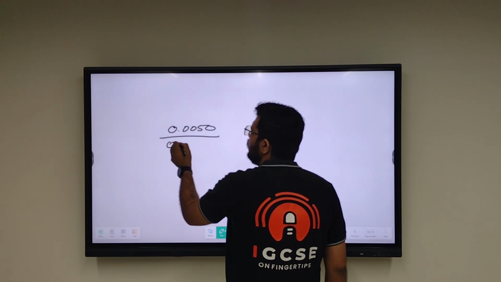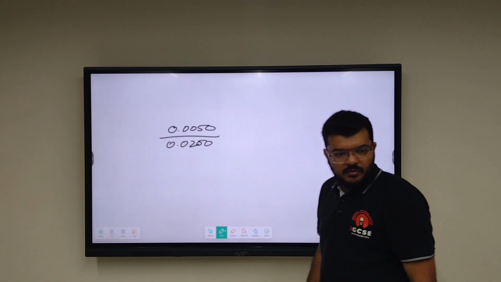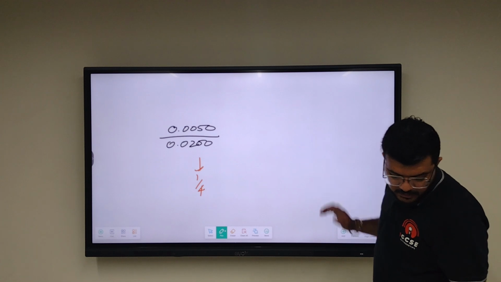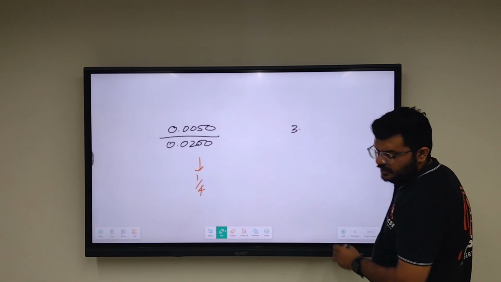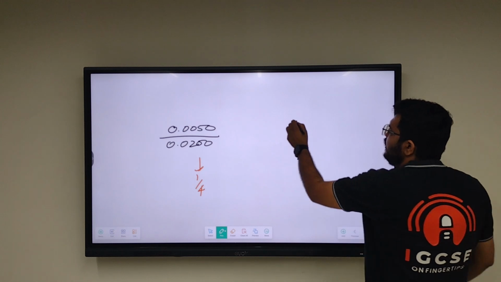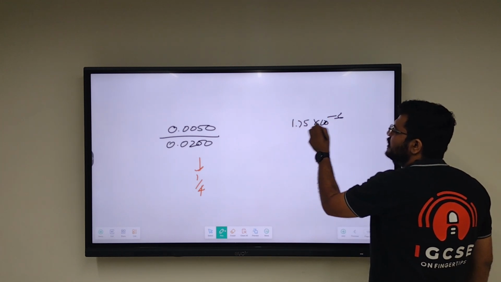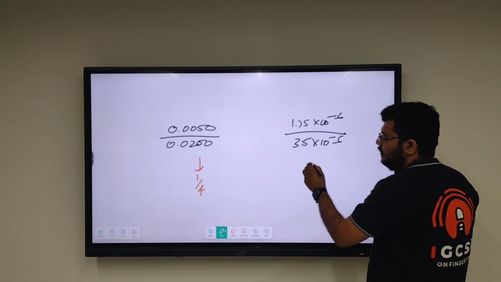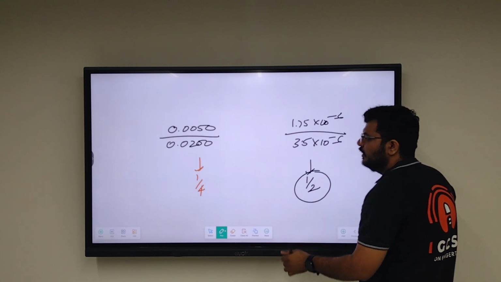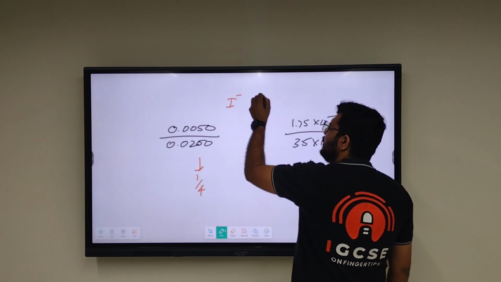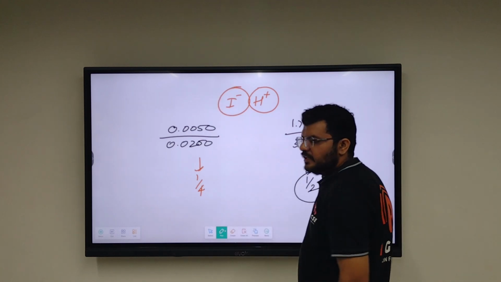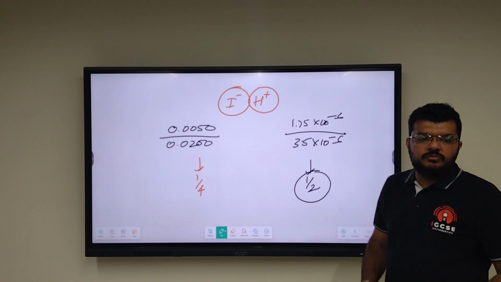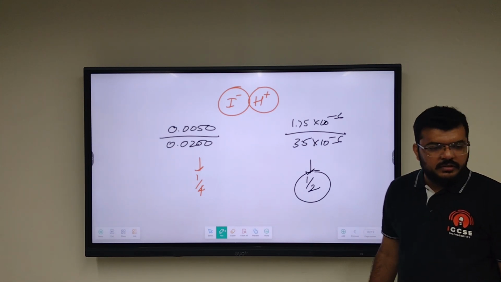0.0050 upon 0.0200, right? What is the answer here? 1/4. Yes. Now for this, 1.75 into 10 to the power minus 6 upon 3.5 into 10 to the power minus 6. 1/2 होगा ये. So ये 1/2 हो रहा है. Now what is happening? I minus and H plus, both of their concentrations are doubled, है ना? What is the cumulative effect of both of that doubling? Reaction आधा हो रहा है.